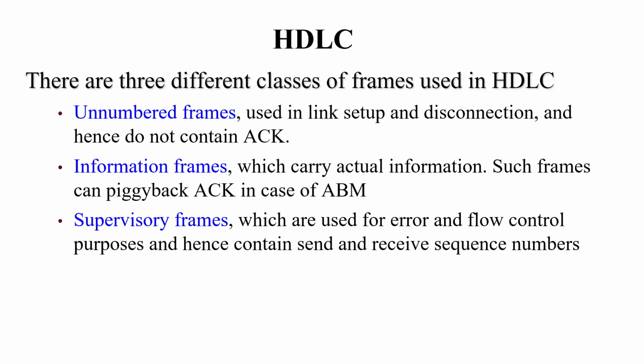HDLC uses three different classes of frames for communication: unnumbered frames, information frames, and supervisory frames. Unnumbered frames are used during link setup, configuration, and disconnection, and they do not contain acknowledgement information. Information frames carry the actual data or user information between stations, and in the case of asynchronous balanced mode can include a piggyback acknowledgement for received frames.